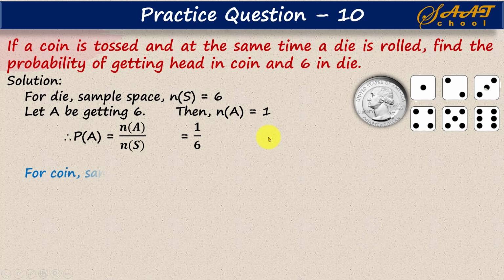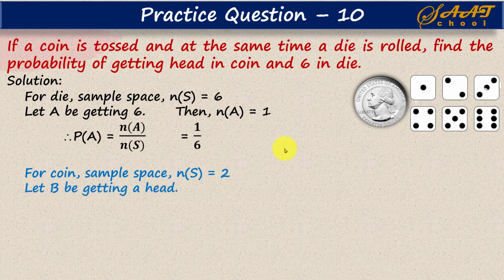Similarly, for the coin, we have a sample space where n(S) equals 2, because we have head and tail when you toss a coin. Now to find the probability of the head, let B be getting head. In that case, n(B) is 1, because we have only one head on a coin. Now the probability of getting head is n(B) divided by n(S), which is 1 by 2.